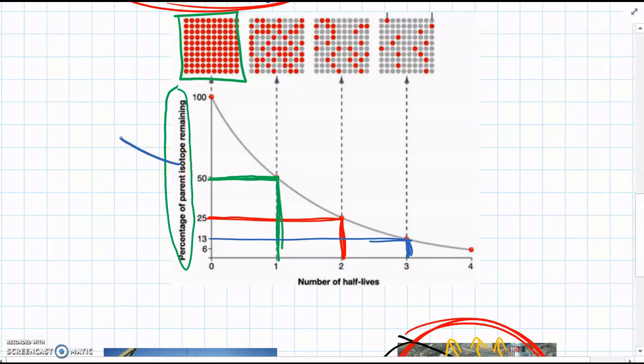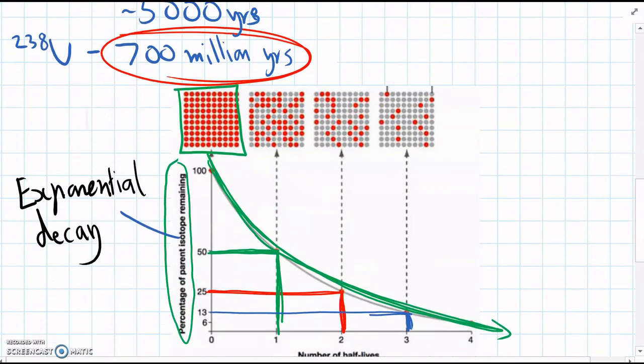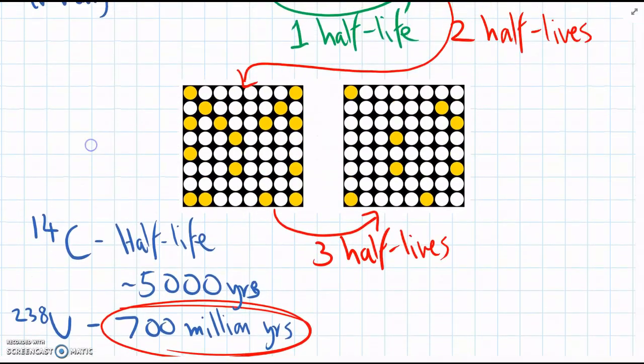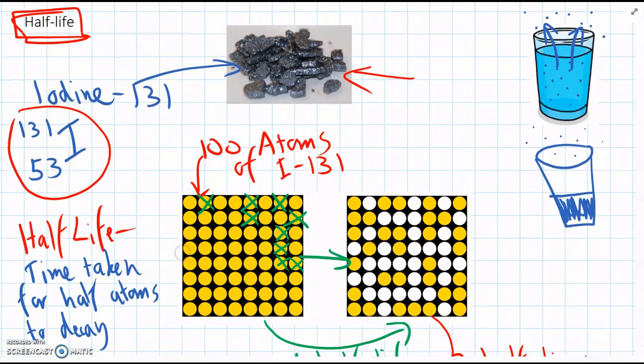So for radioactive decay, this type of graph, when you start doing graphing in maths, is an exponential graph. And we call it exponential decay because it's going down. So the half-life is the time it takes for half the radioactive atoms to decay and become stable.